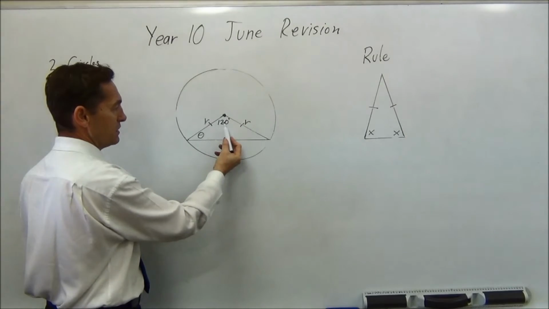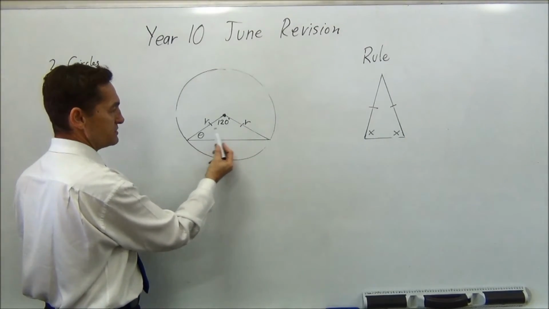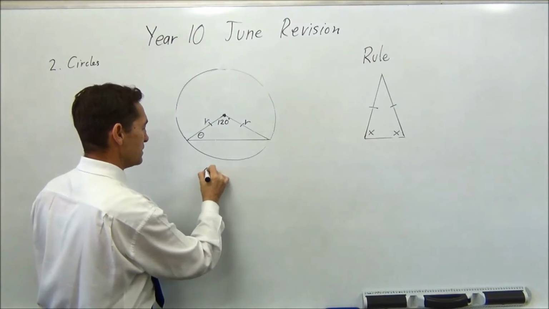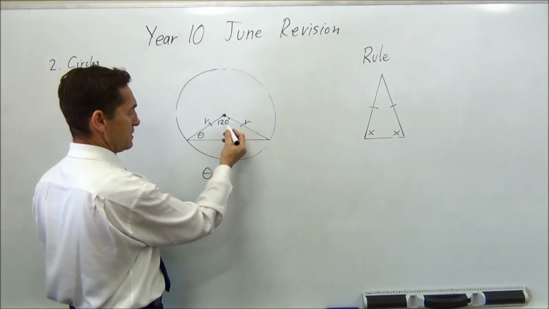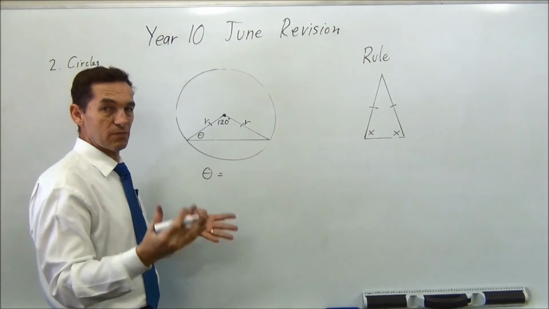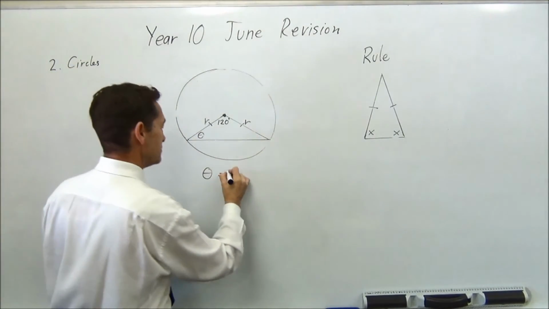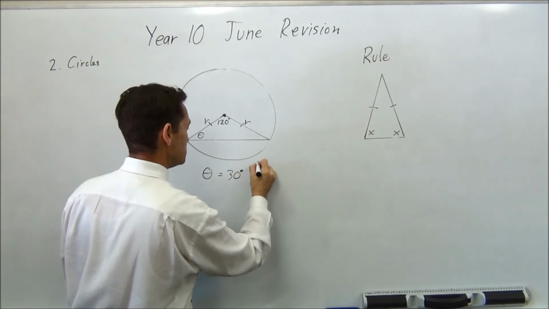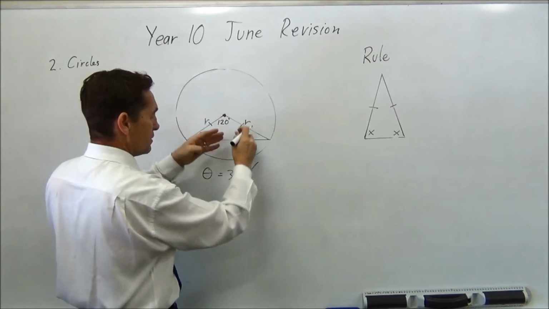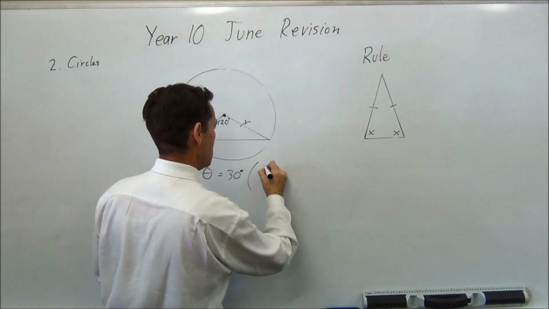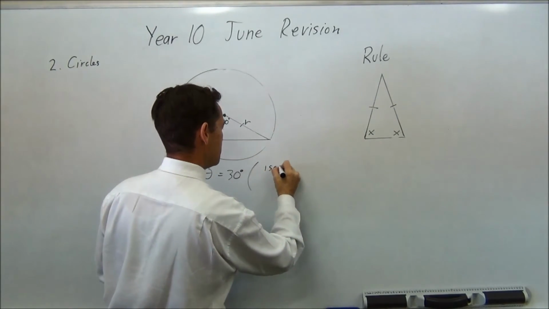What is theta? Well, if that's 120, these two angles must be the same. So you would instantly go theta equals, that's 120, take it away from 180, we get 60. So this would be 30 each. So theta would equal 30 degrees. And you wouldn't have to go through too much of a reasoning other than to say isosceles triangle.